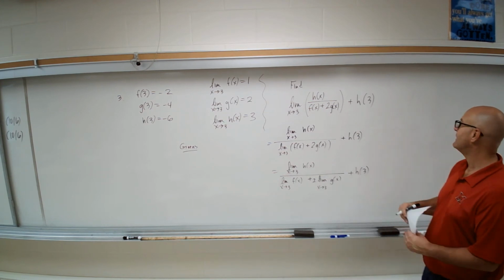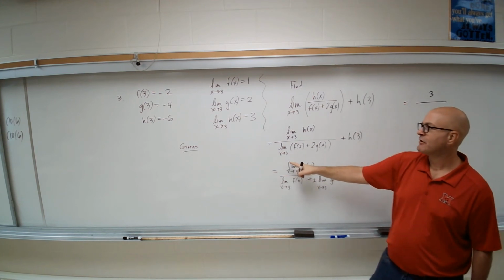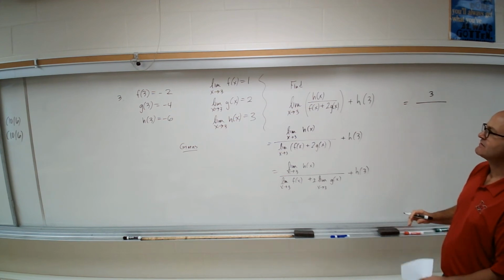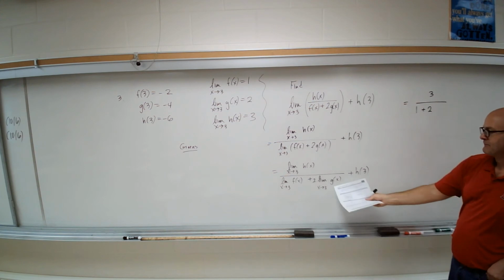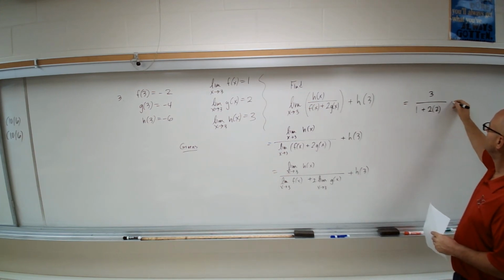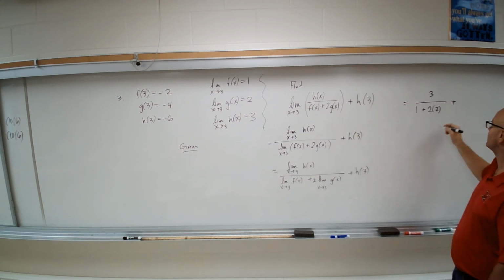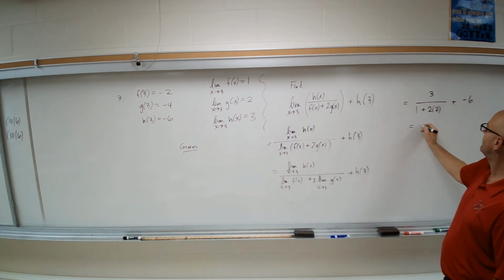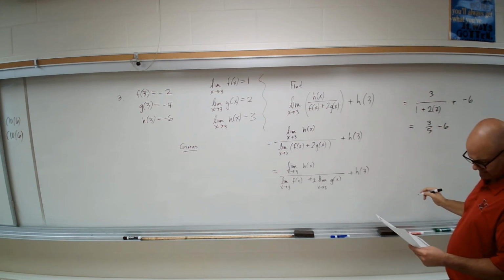This is going to be 3, the limit of h of x as x approaches 3. And then the limit of f of x as x approaches 3 is 1. And then 2 times this limit of g of x as x approaches 3 is 2. And then we're told that h of 3, we've known the whole time, is negative 6. So at this point, we get 3/5 minus 6.